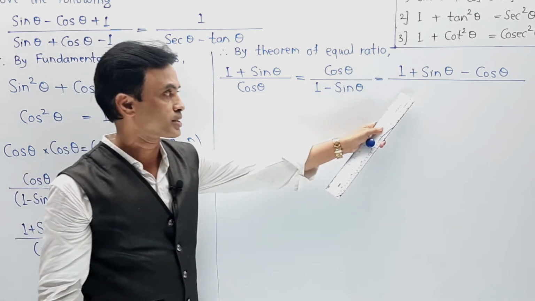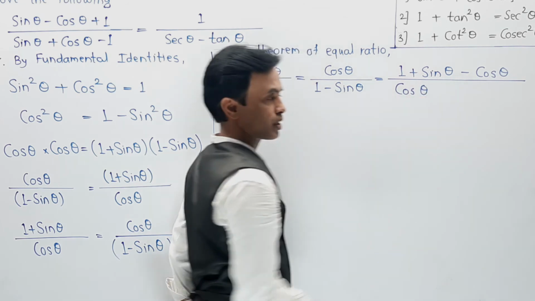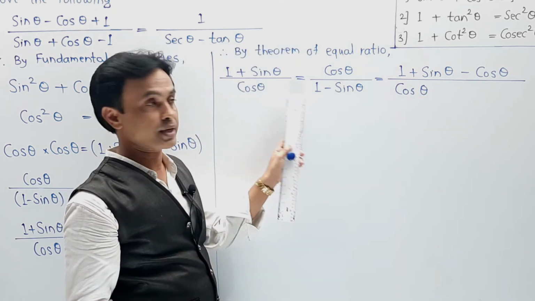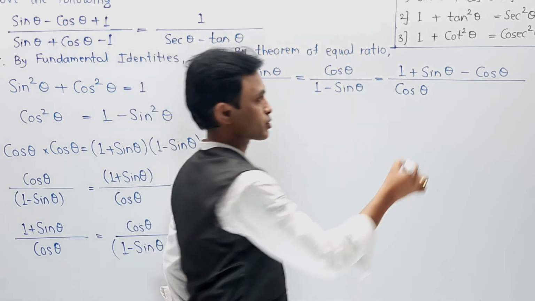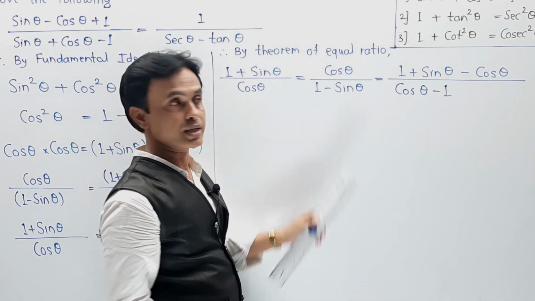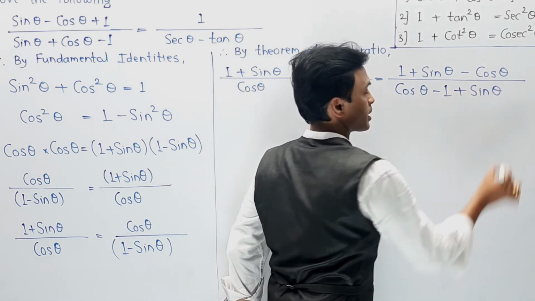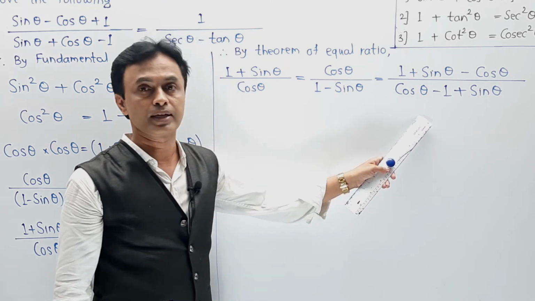Same way, cos theta is as usual. We have to take this value and subtract, meaning 1 comes to this side as a minus 1. So it becomes minus 1. And this minus sine theta comes to this side, it becomes plus sine theta. This is because of subtraction. And you can consider that this is the main critical step.